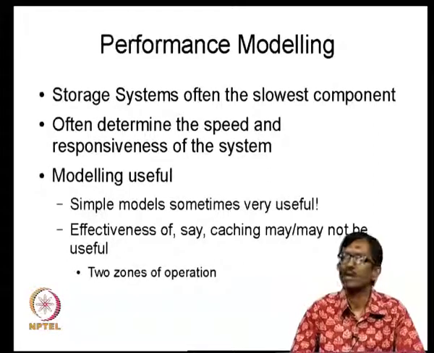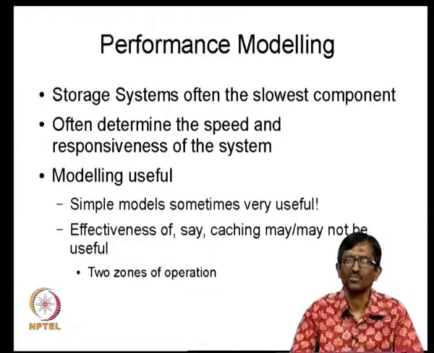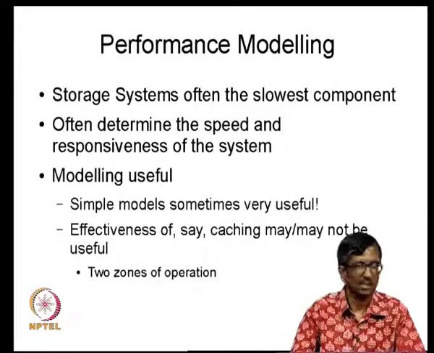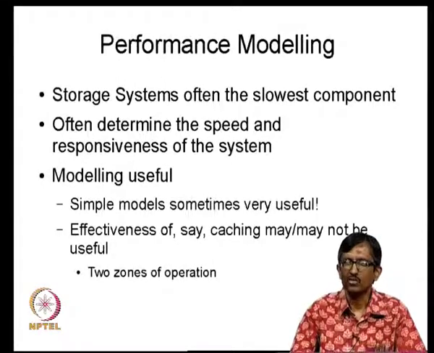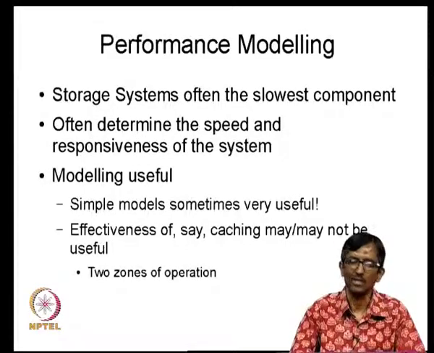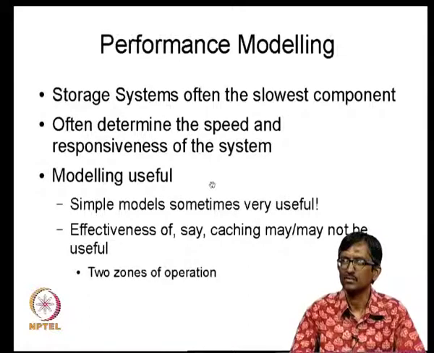If somebody says 100 is too slow, give me 200, then you say go and get 2 disks. As long as the processing speed is reasonably fast, that will take care of it. Of course, you can go only so far, because finally other systems will also start becoming bottlenecks. What I want to mention is that oftentimes simple modeling is very useful in this area, because of this wide disparity in speed.